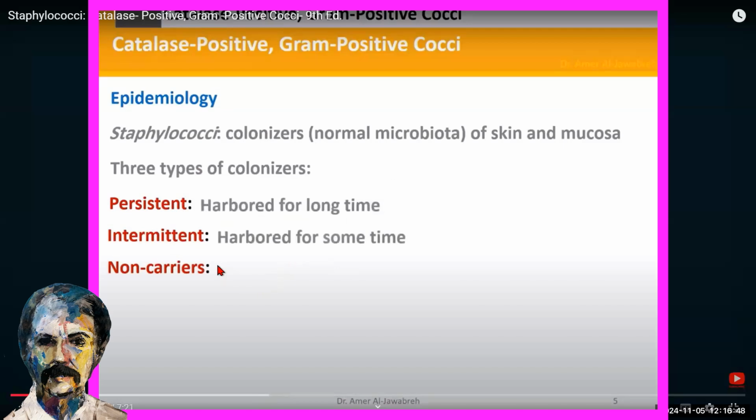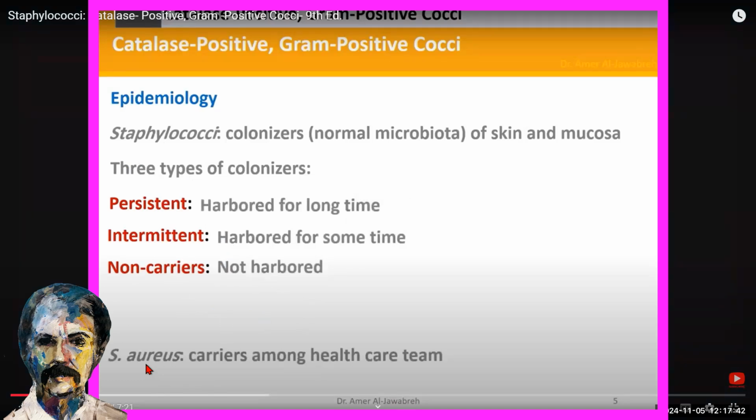Intermittent, sometimes. It could be because you are working today in something, and the whole week you are doing the same thing, let's say in a factory. Then during that period, you have staph around, and the staph is colonizing your skin. If you go back home and forget about the work, then it might go away. So these are intermittent. It comes and goes. And then we have non-carriers, people who do not have it. So persistent, intermittent, and non-carriers. S. aureus, Staphylococcus aureus, the most pathogenic.